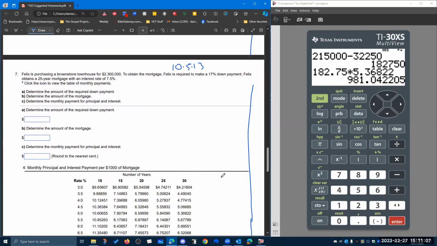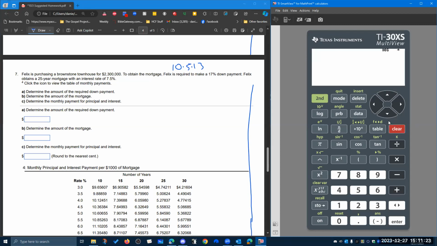Next problem is very similar. Felix is purchasing a brownstone townhouse for $2,300,000. To obtain the mortgage, Felix is required to make a 17% down payment. Felix obtains a 25-year mortgage with an interest rate of 7.5%. So let's figure out the down payment.